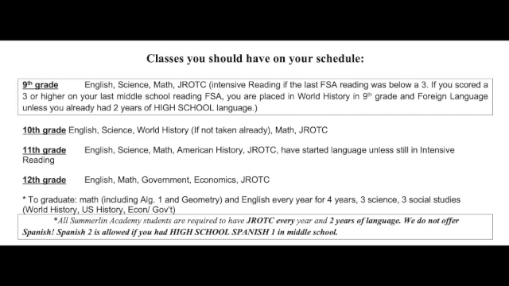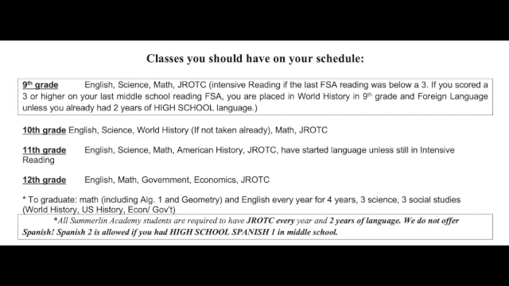You are going to have this form that I'm now going to explain to you. We are planning to put this form on the back of your schedule when you pick it up at orientation. But we are hoping that this video will help you understand better. The classes that you should have on your schedule include English, Science, and Math, and all Summerlin students take a JROTC class. And it's by level. First year, Let 1, second year, Let 2, and so forth.